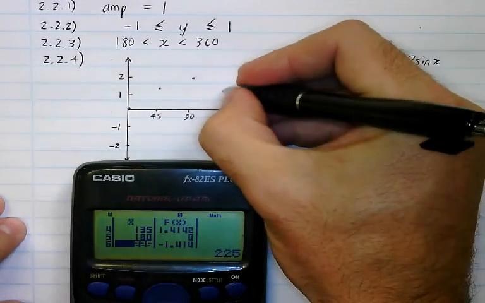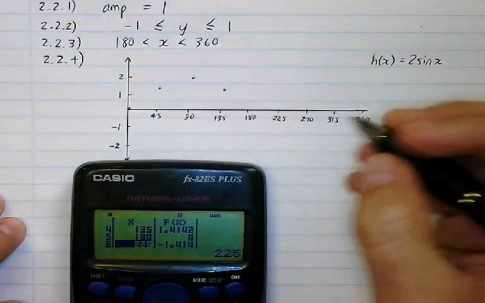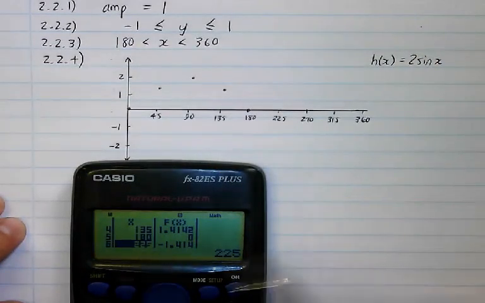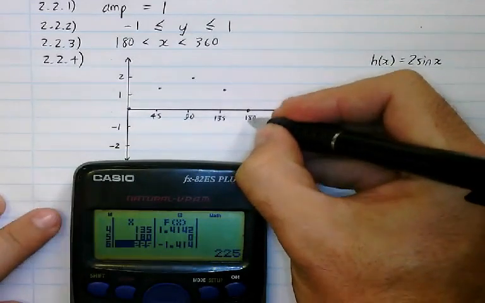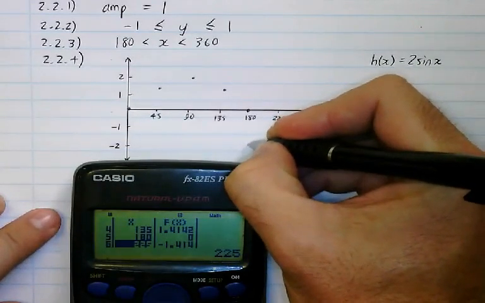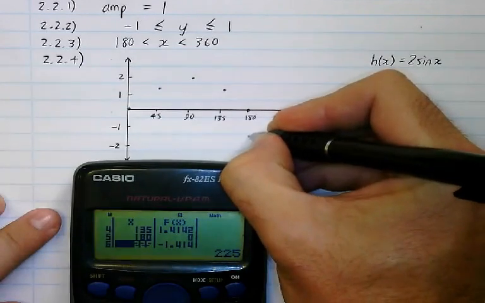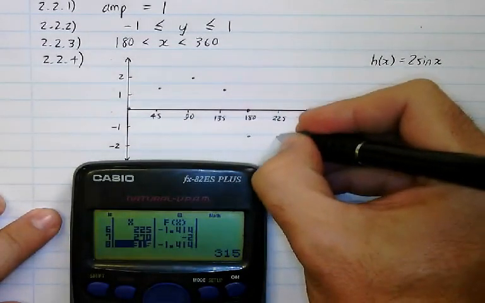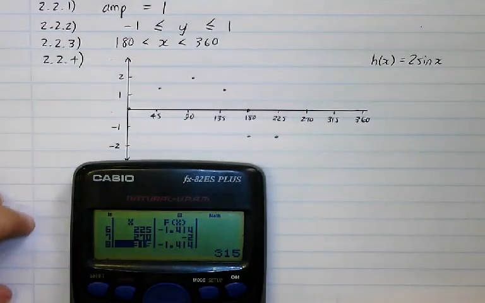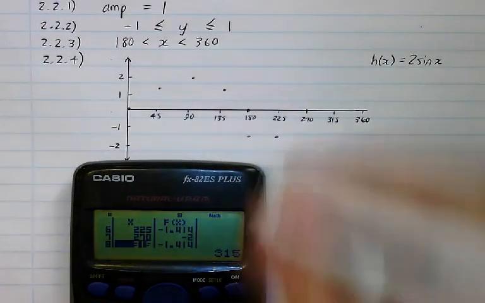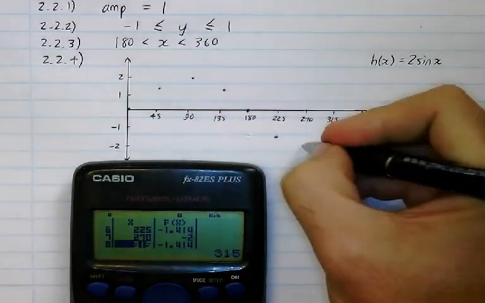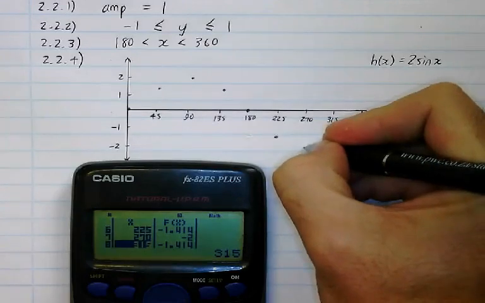At 225, we are at negative 1.4-ish. There's negative 1, there's negative 2, negative 1.4-ish, let's say over there. At 270, we are at negative 2. Okay, I put the dot in the wrong place there. And then at 270, our calculator says we are at negative 2. So we can go down to negative 2 for 270. You're all understanding. At 315, we are back to negative 1.4-ish over there. And at 360, we are at 0.